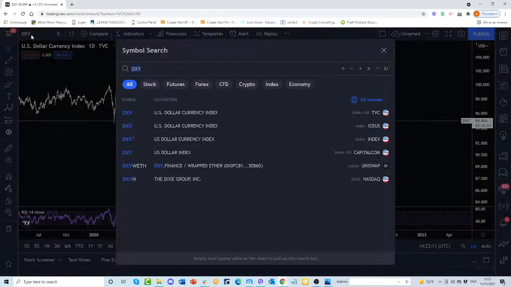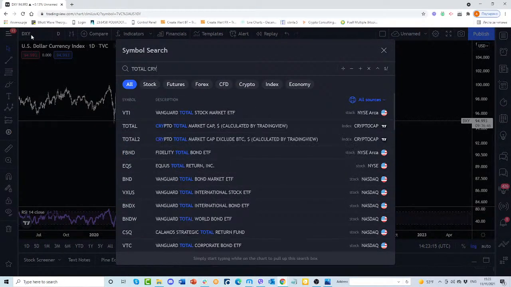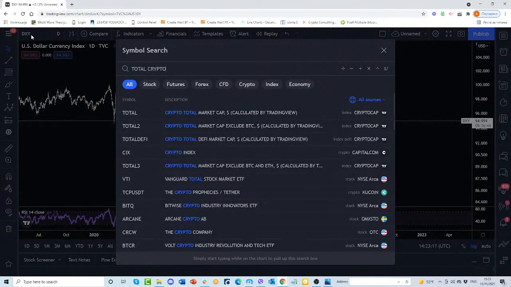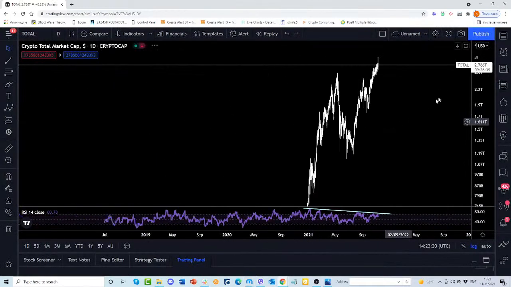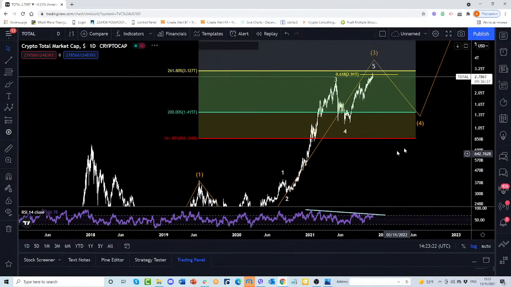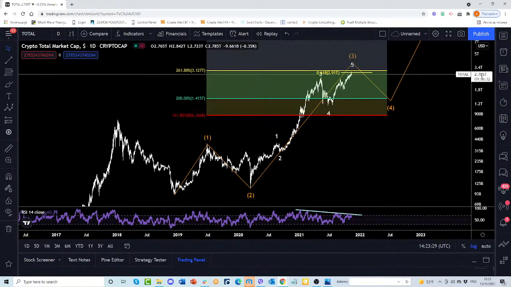So this is the chart of the total crypto market cap. Sorry for doing this again, but as you know, the computer broke, so we have to do it again. So this is the total crypto market cap, which is trading around 2.7 trillion.